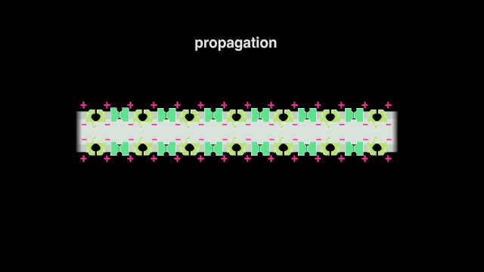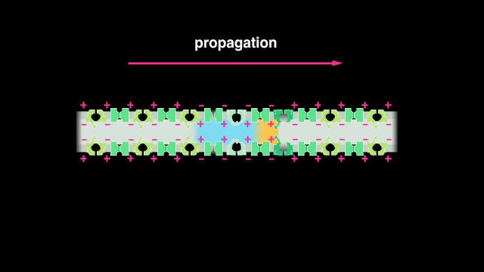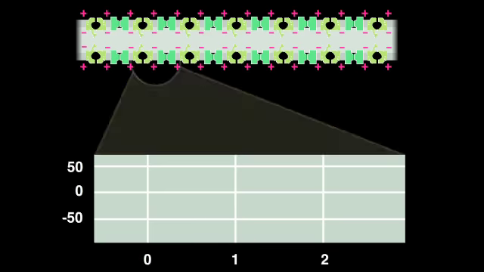The action potential is propagated along the length of the axon in only one direction. By examining the membrane potential and the state of the sodium channels and potassium channels along a length of the axon, we can see why this is so.